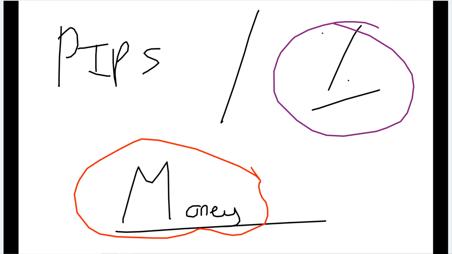Another trader has made 100 pips this month, but made £20,000. All right. He's used £200 a pip, but he's only made 100 pips. However, the other guy has made 1,000 pips, but due to his lot size, he's only made £500. So, who's the better trader?